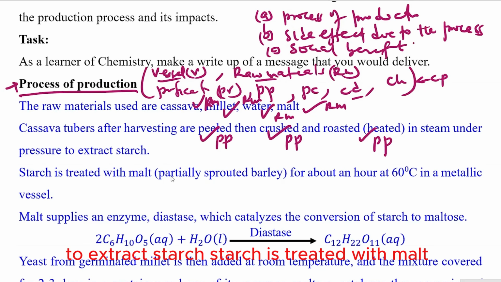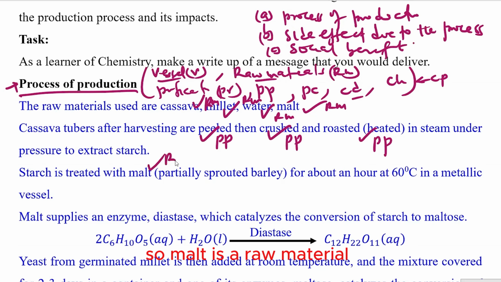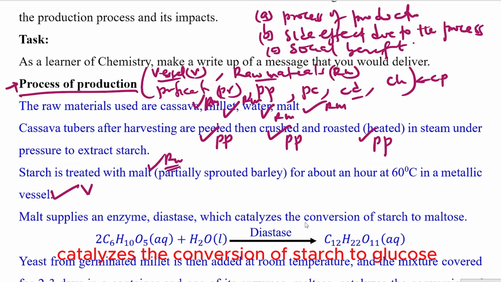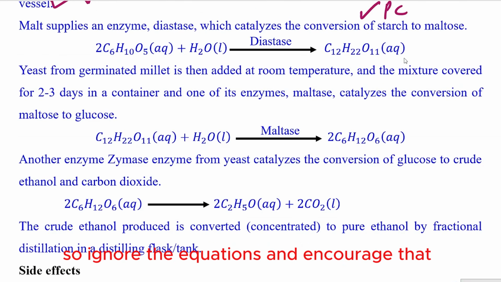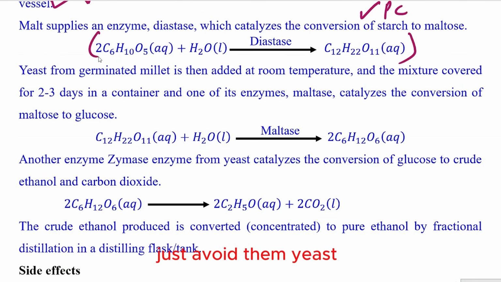Starch is treated with malt. So malt is the raw material, though already we have awarded it up here, for about 60 degrees in a metallic vessel. Metallic vessel is a vessel. Malt supplies an enzyme, diastase, which catalyzes the conversion of starch to glucose. This is a chemical process. So ignore the equations and we encourage that you just avoid them.